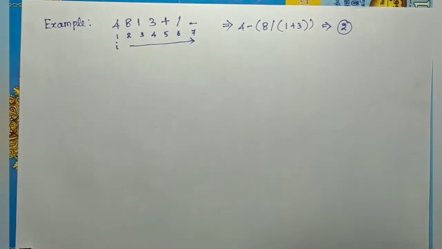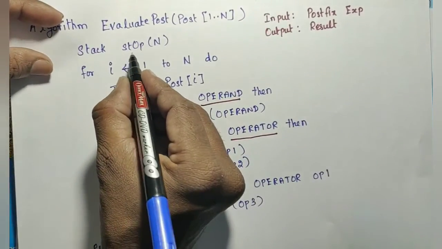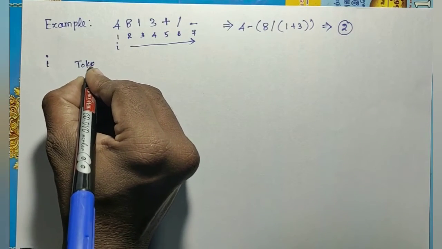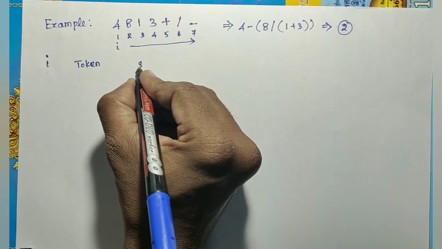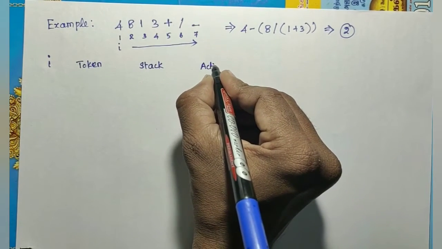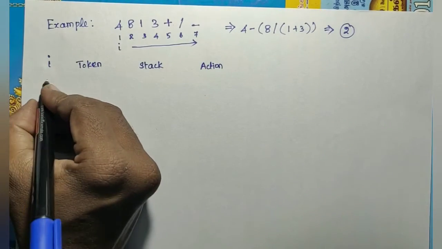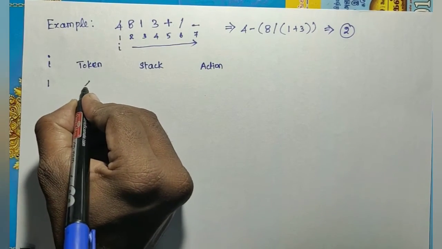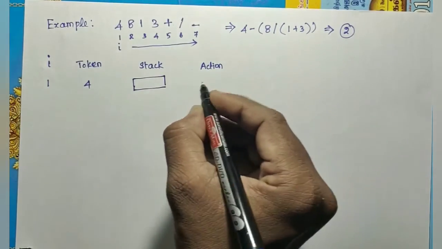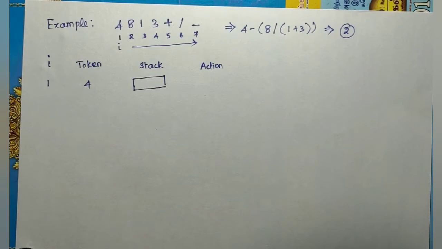Come to the algorithm one by one. We are going to use an empty stack, then I started from 1 to n. So here we have I, the token, the stack, and then the action. Initially I equals 1, and by that time the token is 4. The stack is an empty stack. What should be the action to be performed?